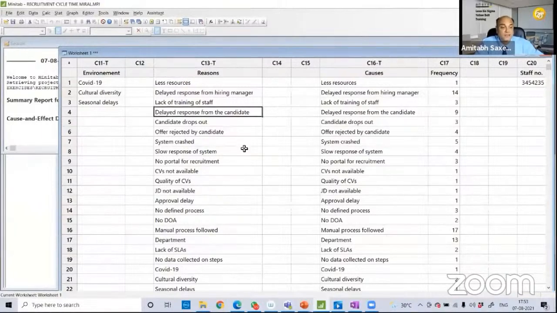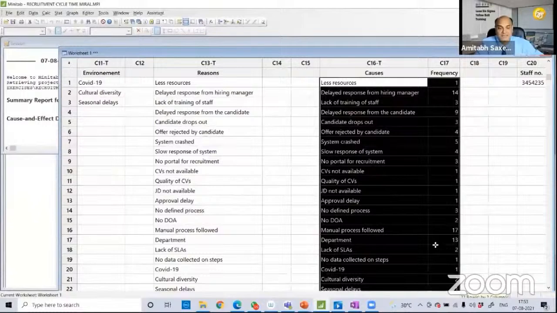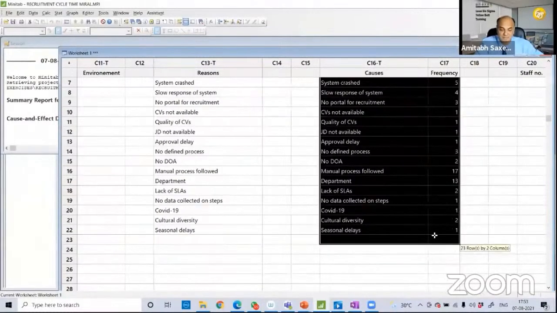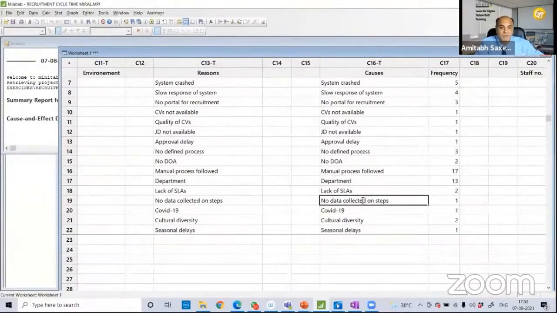And then I do a cause and effect diagram. Sorry, Pareto analysis, which is occurring most of the time. I list it down here, which is occurring most of the time. Okay.